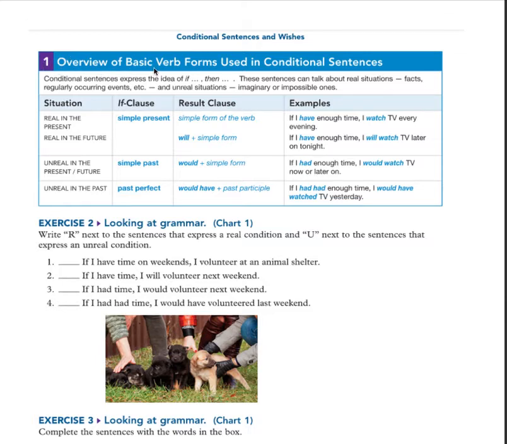Now, this is an overview of basic verb forms used in conditional sentences. Okay? The conditional sentences express the idea of if this is possible, then this will be the result. These sentences can talk about real situations, facts, regularly occurring events, etc., and unreal situations, imaginary or impossible ones.